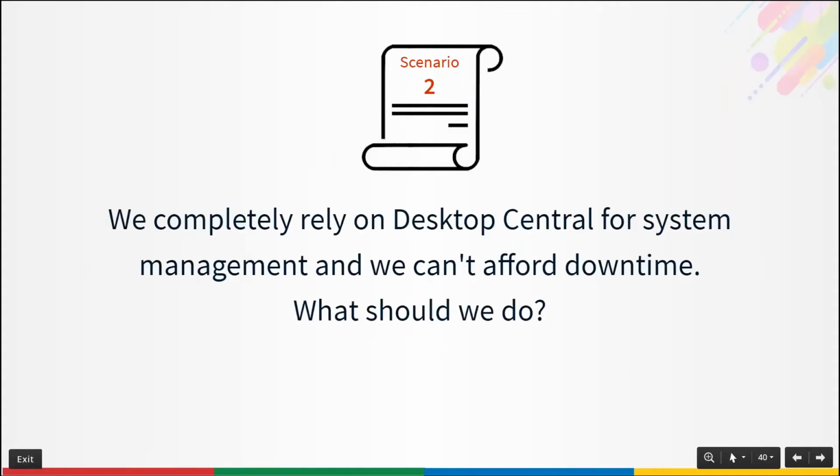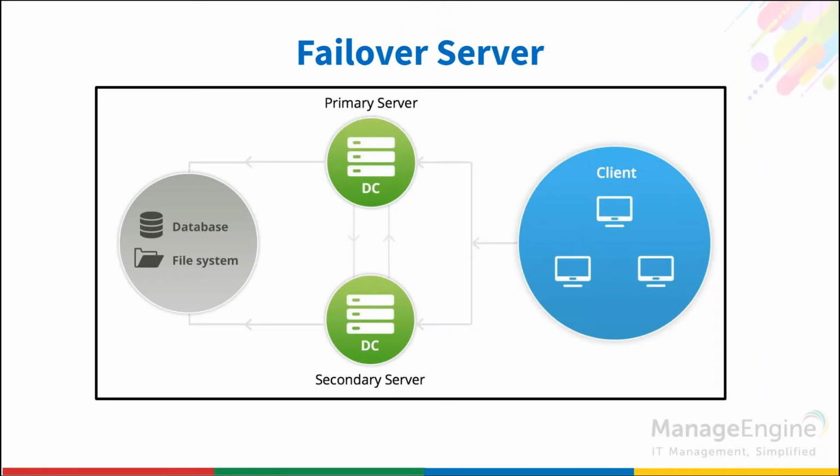We completely rely on Desktop Central for system management and we cannot afford downtime. What should we do? When this is the case, you can use a failover server, which is an optional component. Failover server is a standby server that works in close proximity with the Desktop Central server. So when Desktop Central fails, which means when the primary server fails, the secondary server will always be in a position to take over the responsibilities of the primary server.